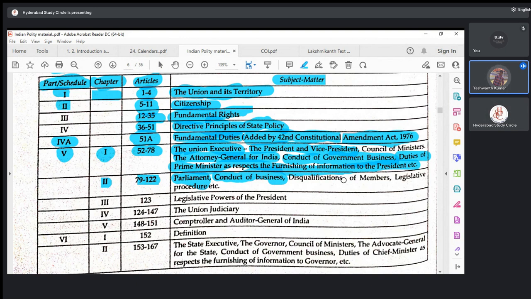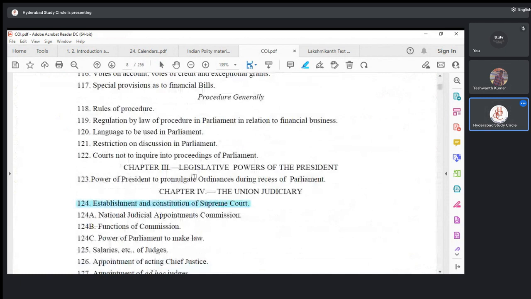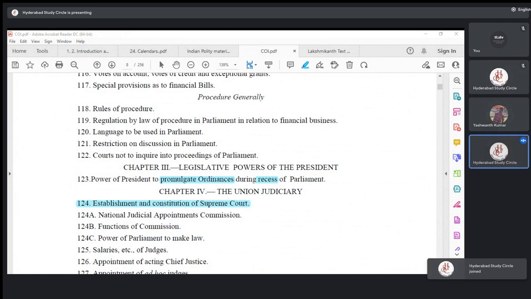And legislative procedure. Part 5, Chapter 3, Article number 123, legislative powers of the President. That is the ordinance making power. Article number 123 is the ordinance making power during the break of the Parliament. Please write it down there. Recess means break. So during the break, Article 123, during the recess of the Parliament. Okay? Next.